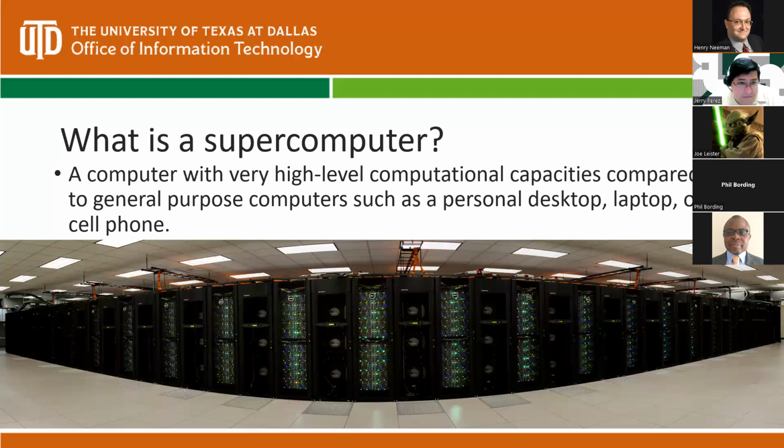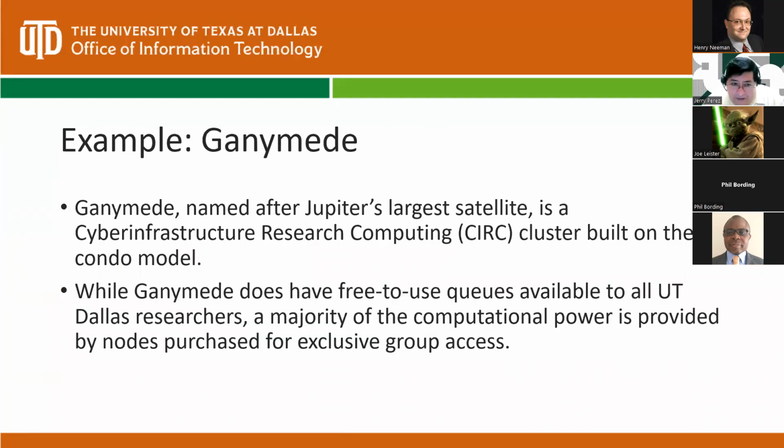Let's see. So Ganymede is named after Jupiter's largest satellite. It's a cyberinfrastructure research computing cluster built on the condo model, like I said earlier. So while Ganymede does have free to use queues available to all UT Dallas researchers, a majority of the computational power is provided by nodes purchased for exclusive group access.